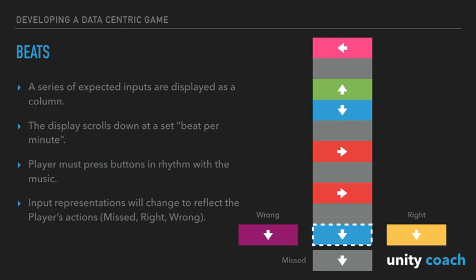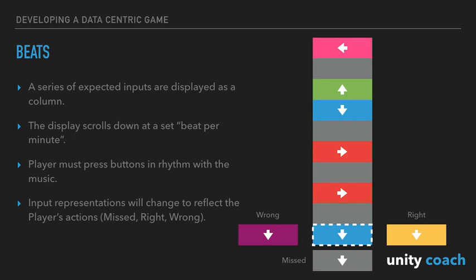And what we see here is that we have a series of expected inputs displayed as columns, and so we're going to make it very simple for now, where we have just one input by one input, such as up, down, left, right. Then the display scrolls down with a set beat per minute parameter, and the player must press the buttons in rhythm with the music.